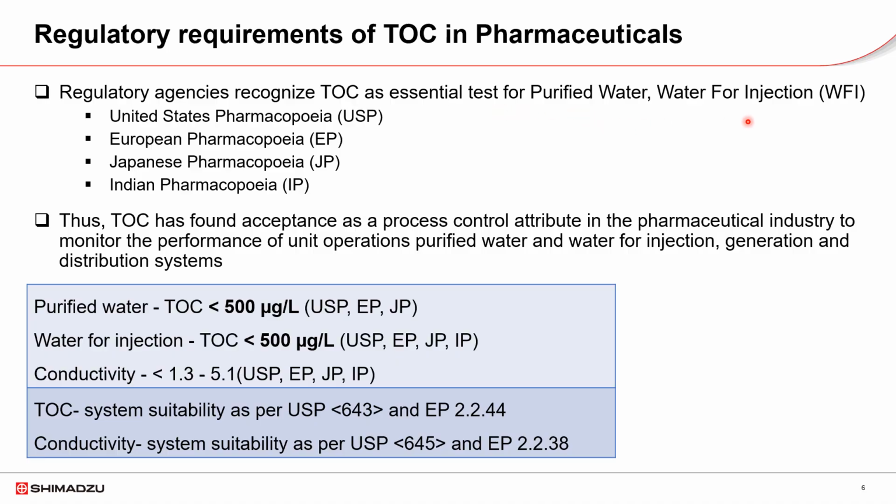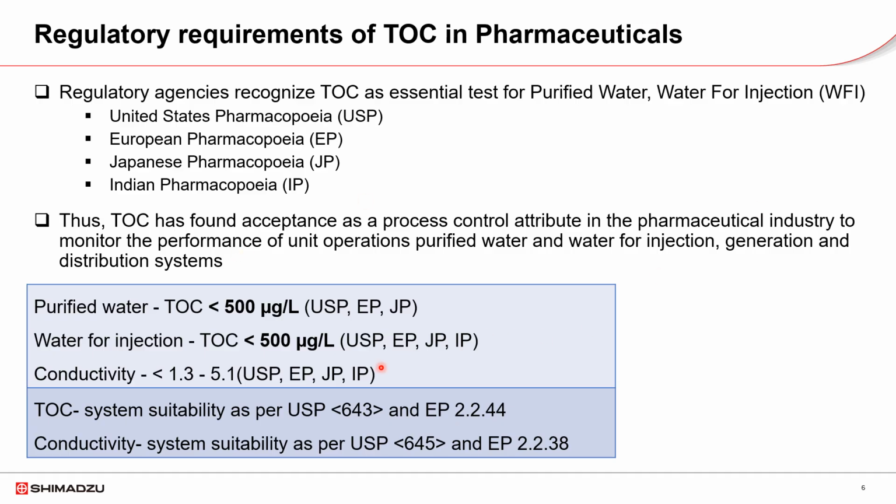Purified water and water for injection are considered critical products in the pharmaceutical industry, and regulatory agencies require that they undergo thorough testing to ensure their quality and safety. To meet this requirement, regulatory agencies have identified TOC, or total organic carbon, as the crucial test that must be performed on these waters. The pharmaceutical industry has embraced the use of TOC as a key process control test in operations, including the purification of water for injection and purified water, as well as generation and distribution systems of such water.